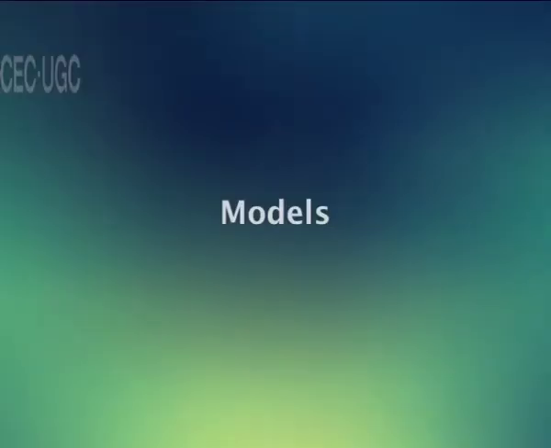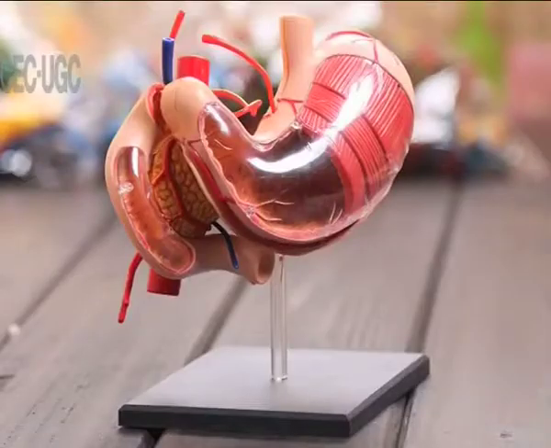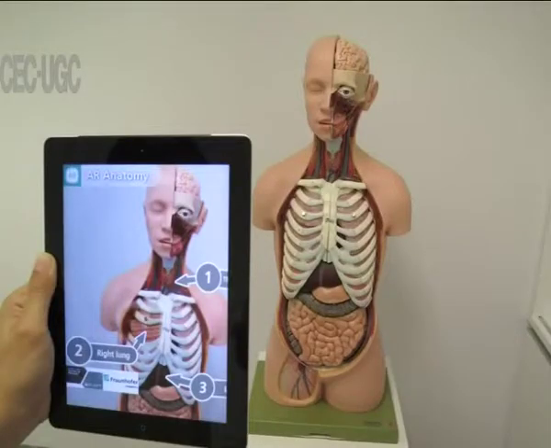The next teaching aid is model. Models are non-projected, three-dimensional visual aids with recognizable imitation of real things or abstract things. Usually, a model is similar to the original object in every aspect except the size. The size of an object may be reduced or enlarged.